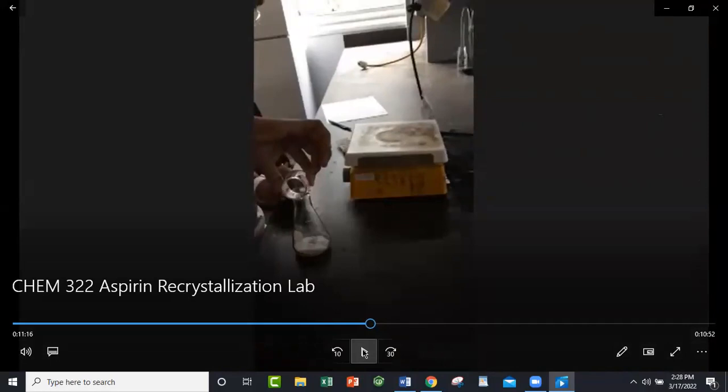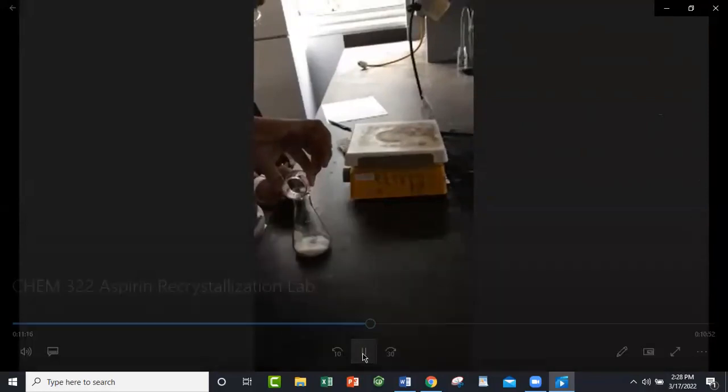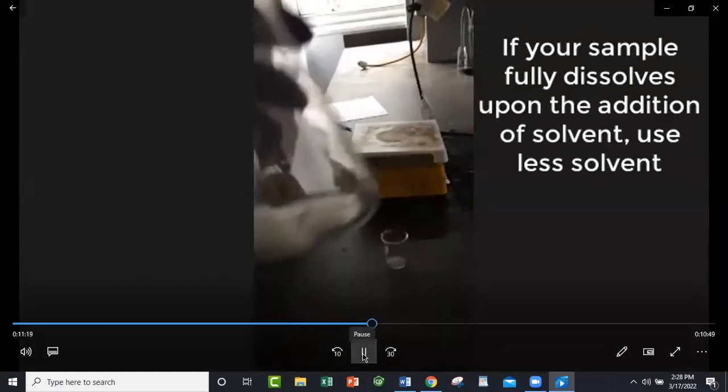You're going to see immediately that it's not all going to dissolve. That's not the whole 25 mils, that's about a 10 milliliter portion. So you can see, those of you who are watching, if it doesn't dissolve with that initial amount, then it's not enough. So that's when you want to keep heating it.